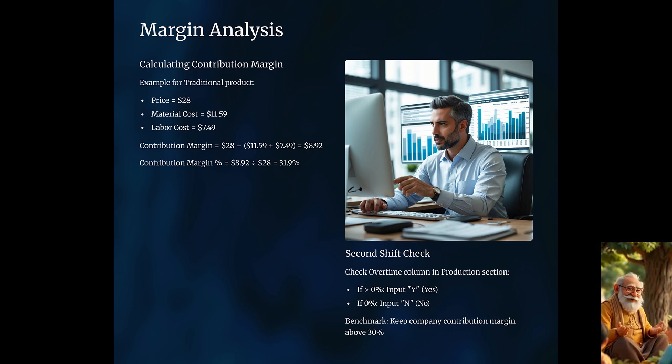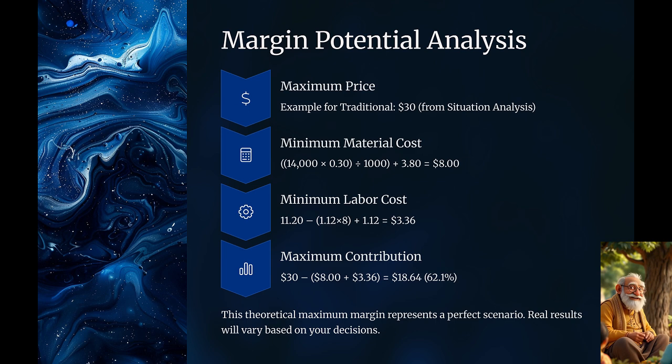Part 6. Margin potential analysis. This section estimates your theoretical maximum margin. CapSim provides a maximum price customers are willing to pay, shown in the situation analysis. Let's assume for traditional, the max price is $30. Minimum material cost formula: minimum material cost equals lowest MTBF times 0.30 divided by 1,000 plus trailing edge cost.